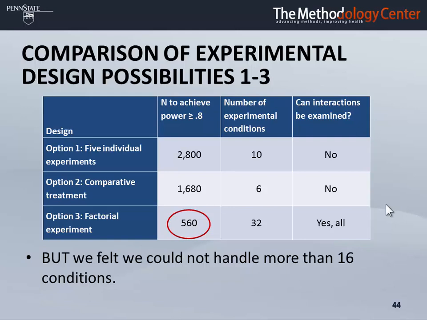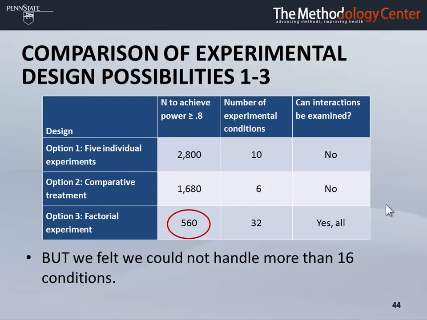That's not the kind of interaction I'm talking about here, though. Here I'm talking about interactions between components that we're examining. So, for example, does having your buddy trained make it more likely that meal replacement will be successful with you? That's the kind of interaction I'm talking about. You cannot look at those with the first option or the second option, but you can look at interactions with a factorial experiment.